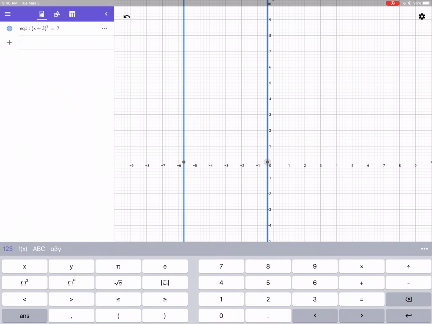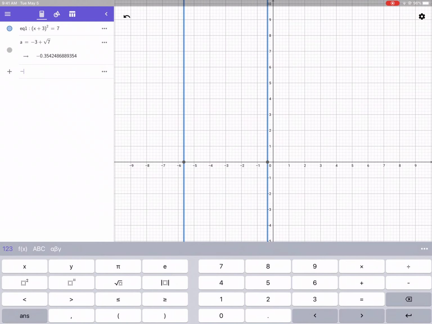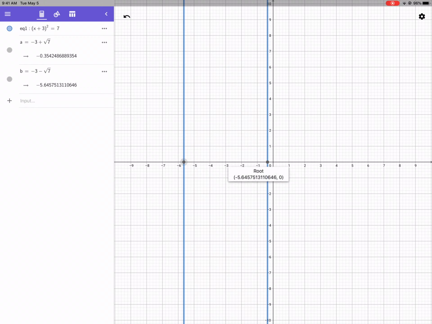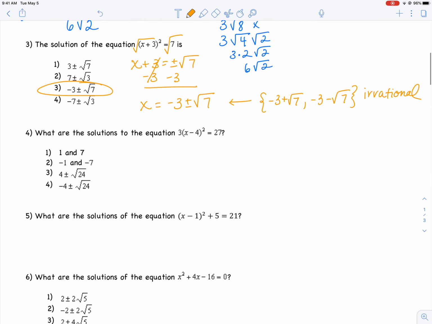Now, what did we say those roots were? Negative 3 plus radical 7. Look at that number, negative 0.35. They match. Negative 0.35424, whatever. What was the other one? Negative 3 minus radical 7. Okay, there's that number, negative 5.6. So you can check yourself. Just understand when you see those irrational numbers, that's because we're solving by square root or completing the square. It's not factorable, so you're not going to get nice numbers.